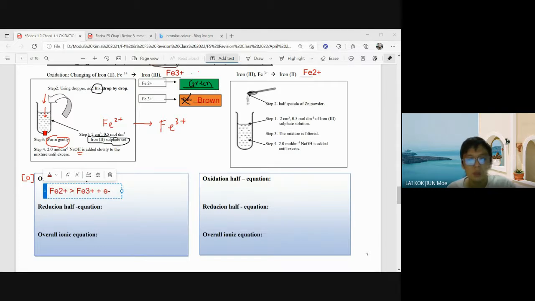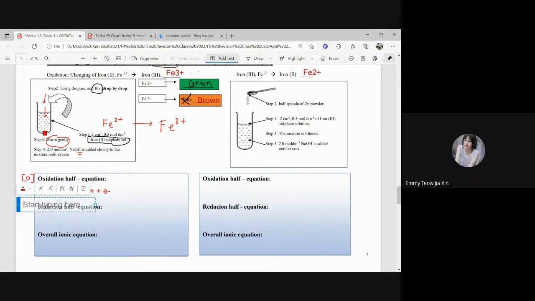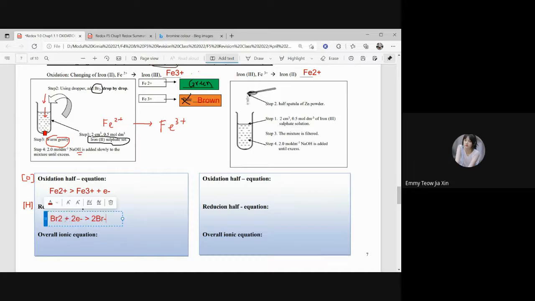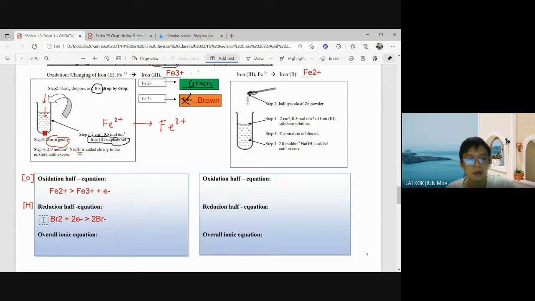So Amy, which one undergoes reduction? Bromine water. Very good. When you know bromine water undergoes reduction, what will it reduce to? Bromine Br2 will become Br minus. Very good. So you balance it. If it is reduction, it will accept electrons. Amy, very good. So Amy, one question here.